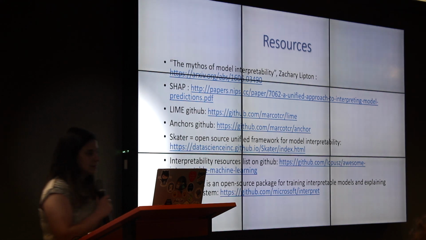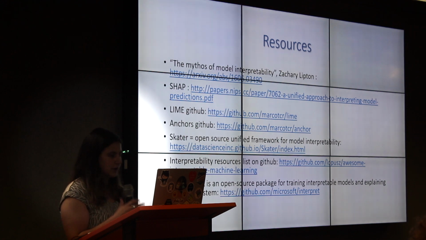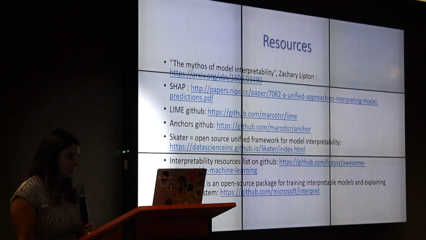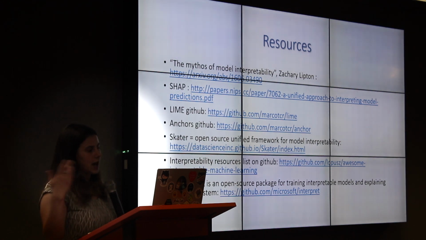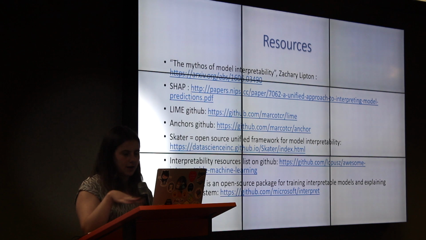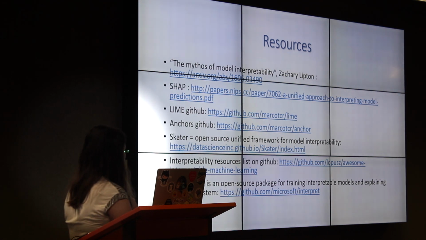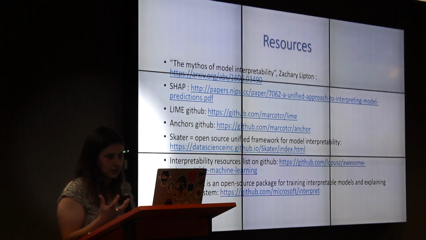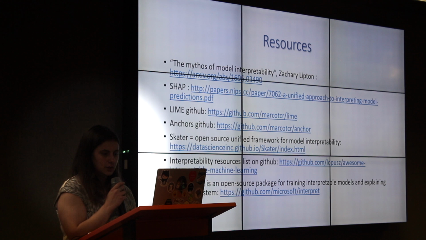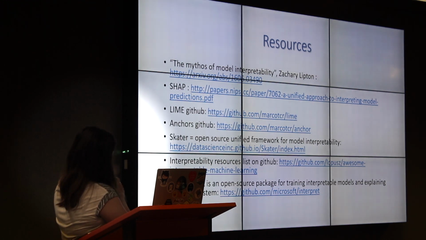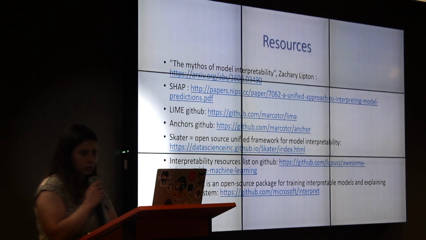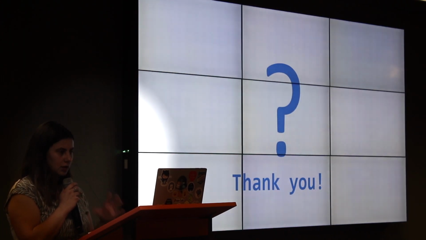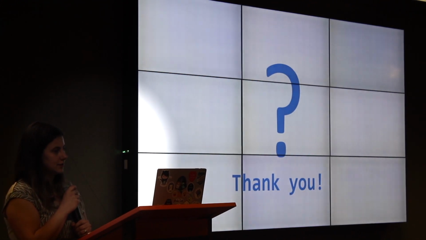SHAP is a different technique that is very similar. The authors of SHAP essentially say that LIME is a version of SHAP, so they have a lot of theoretical definitions for them. However, SHAP explanations are quite complicated to approximate and compute, but they do have a great library to use as well. And then there are a lot of different resources and frameworks that everybody who's interested can look at. Thank you. Any questions?